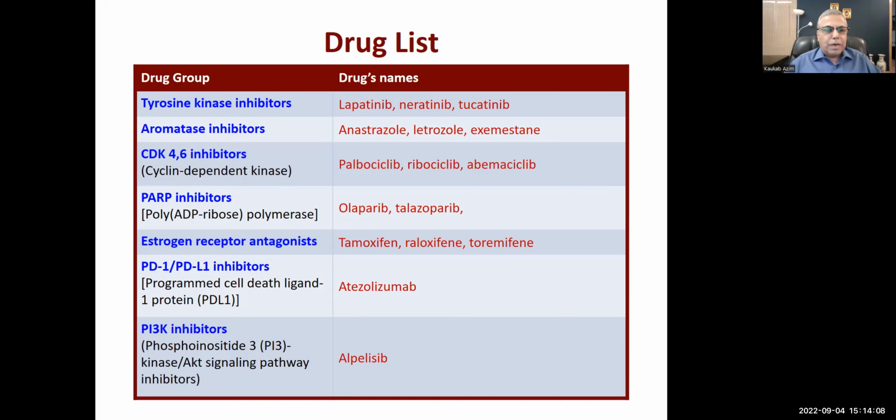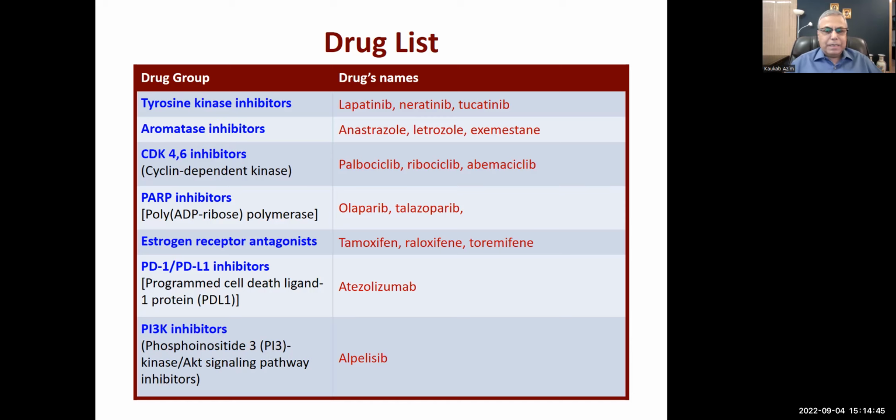Then we have got programmed cell death receptors and ligands. If the receptor is activated by its ligand, it will turn off the cytotoxic and natural killer T cells. And you know, these are the cells that you must have done in your immunology, the natural killer cells and the cytotoxic T cells. They attack and kill the cancer cells when the antibodies are attached there.